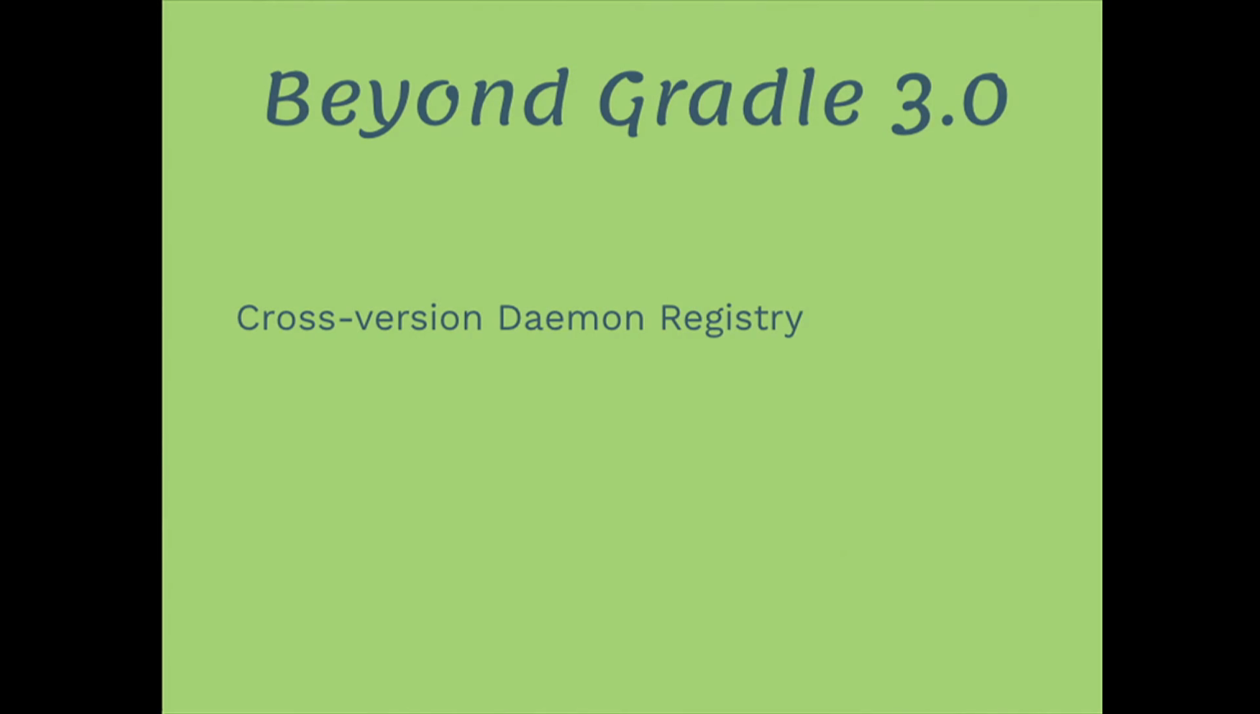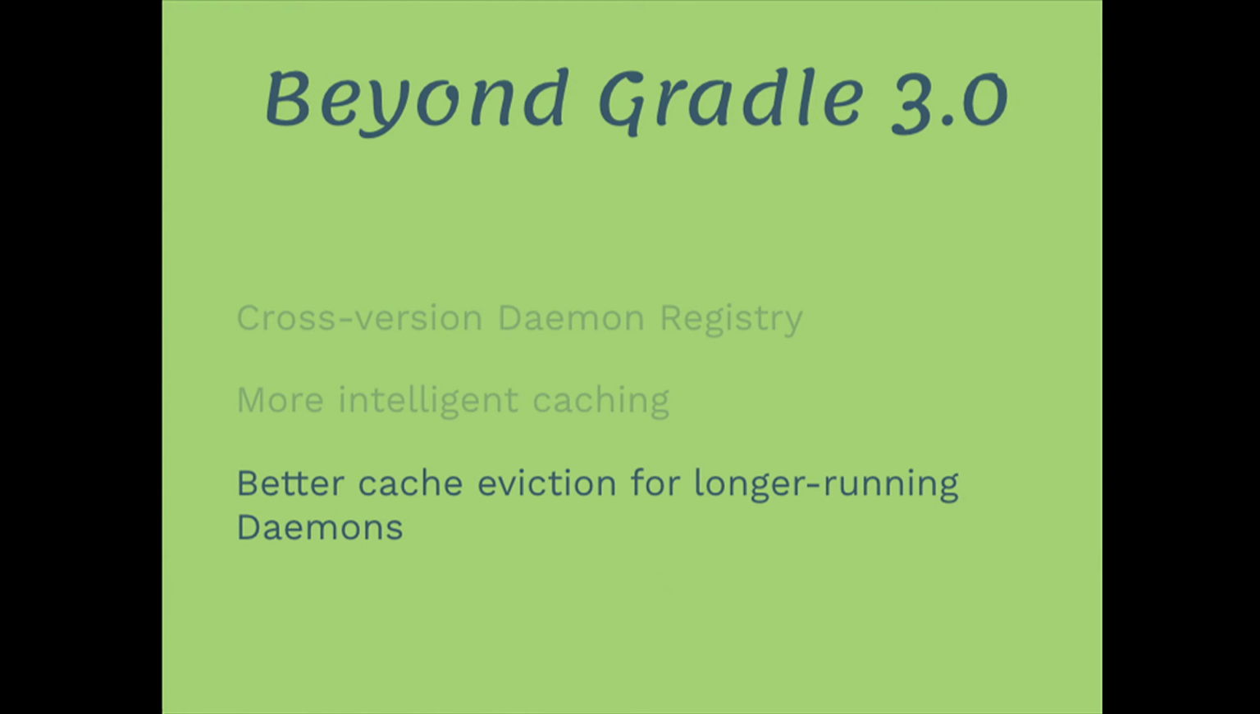One of the things that we want to accomplish pretty soon is a cross-version daemon registry. What that means is that daemons should be aware of other daemons running in different versions. Right now, the protocol is such that they talk only to daemons of the same version. More intelligent caching and cache eviction. So selectively caching things, especially on Android, to avoid caching 6 gigabytes of a 7 gigabyte heap. And again, better cache eviction to make sure that we can keep daemons alive as long as possible.